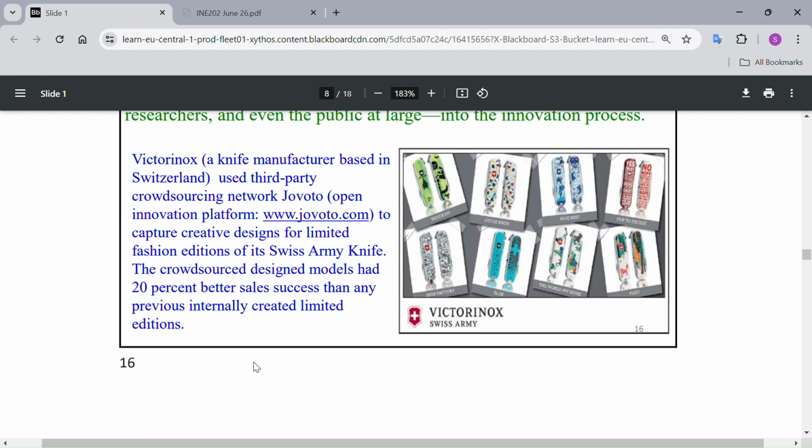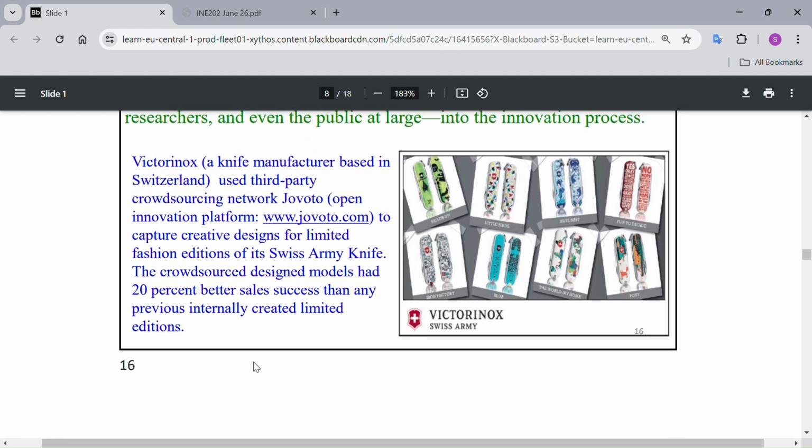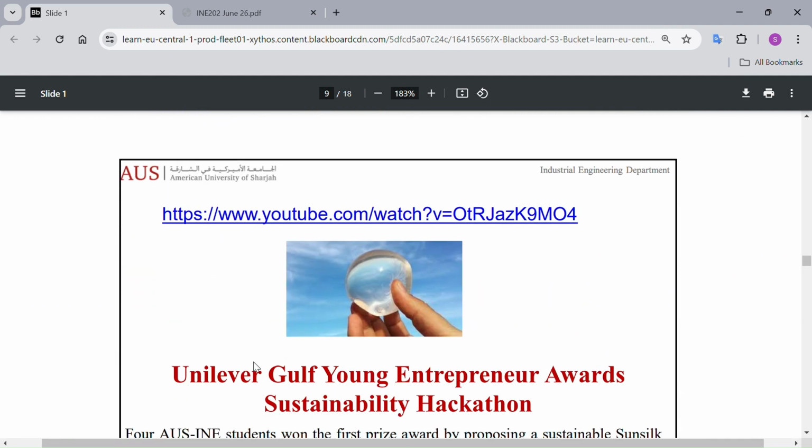So when you get ideas from the customer, you have a higher chance of sales success for your product than if you get ideas from only internal sources. So you need external and internal sources.